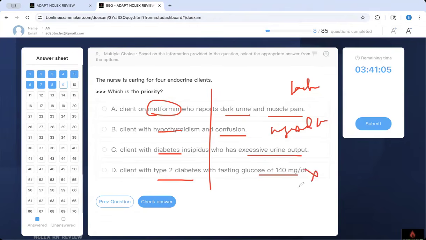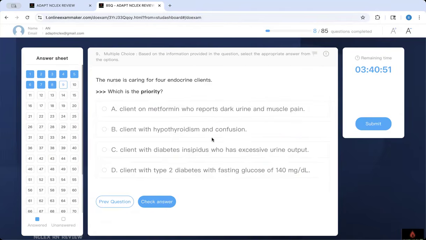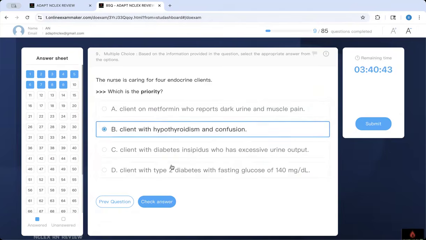You know this is unexpected. You know this is unexpected. Now you're left with what? Metformin, dark urine, and muscle pain. Lactic acidosis is expected, but it's a bad problem. But when you have hypothyroidism and you're confused, myxedema coma, you have to be in an ICU. It's bad. It's a bad problem. So myxedema coma should be our prioritization.